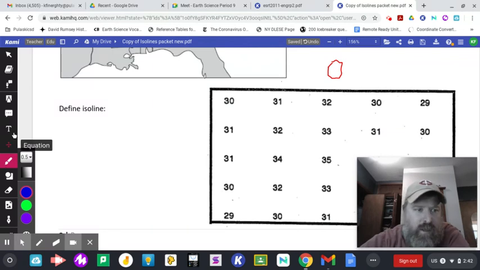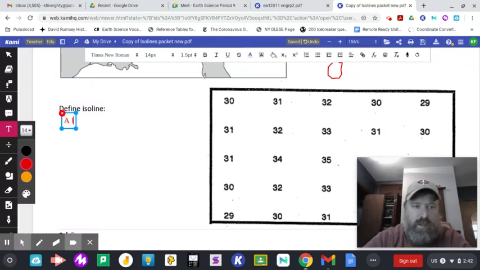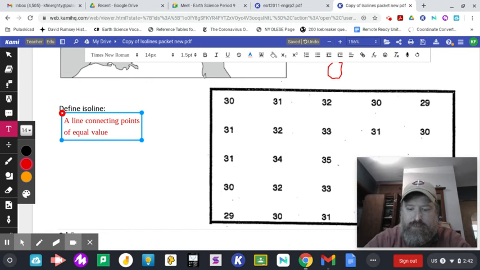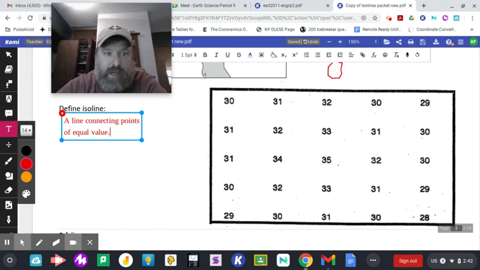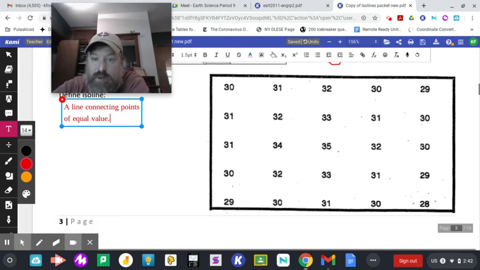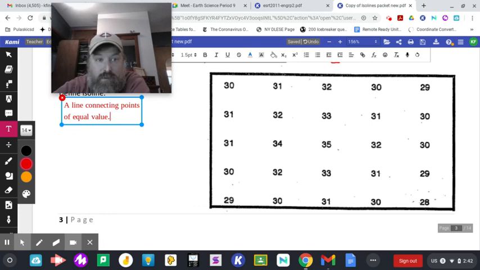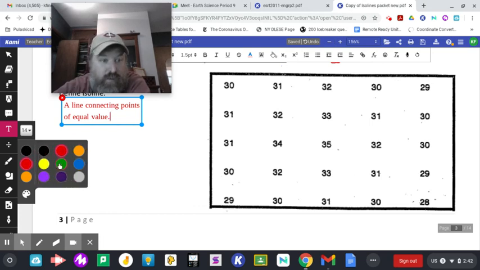Define isoline. Just to remember what it is: a line connecting points of equal value. All right, this guy. So this is going to be one where if you are trying to connect every single line, you're going to get yourself in deep trouble pretty soon.